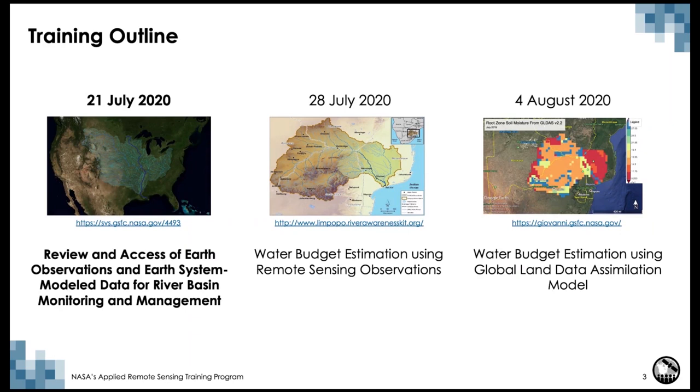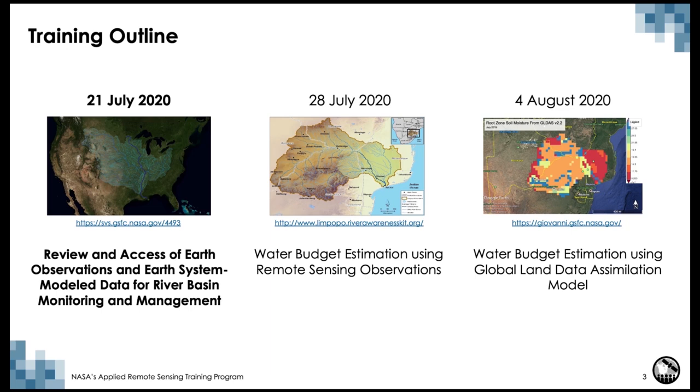There will be three sessions. Today we will review and access earth observations and earth system model data for river basin monitoring and management. Then the next two sessions are mostly working with this data, doing hands-on exercises on your computer, downloading data and using those data in GIS to look at water budget components.